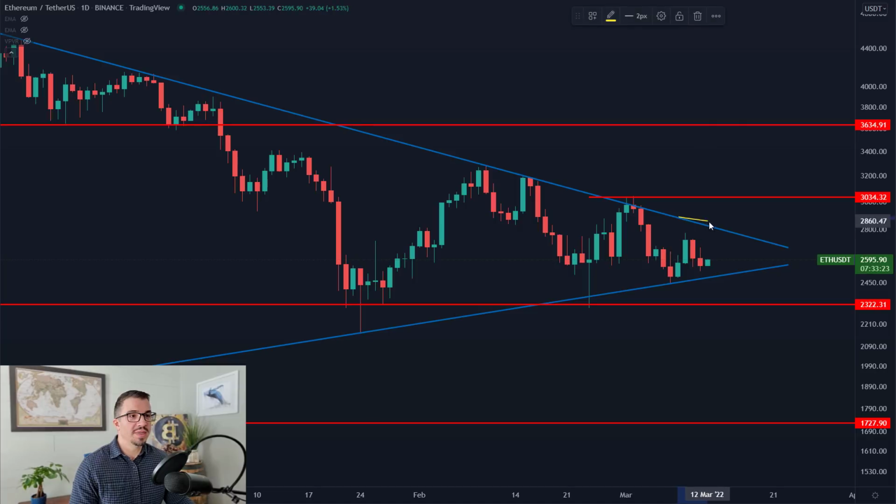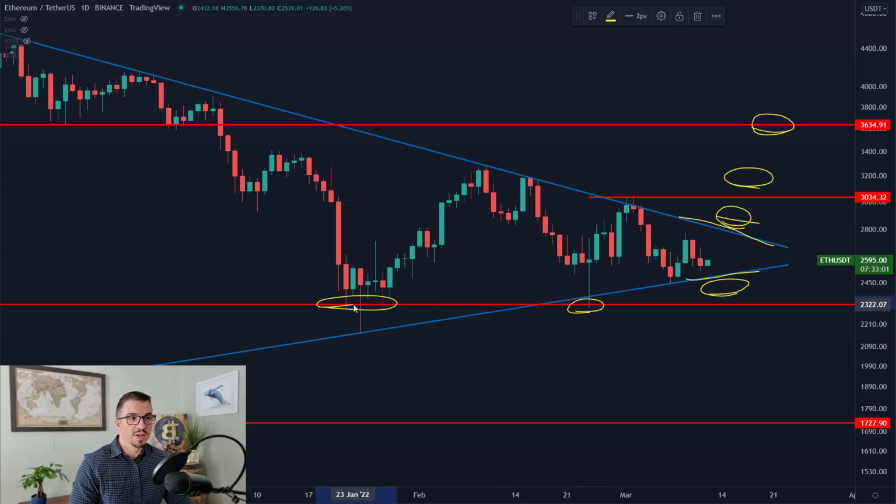So if we see Ethereum close above this area up around $2,800, then I would buy a little here, on a daily close above this area, and then buy the rest on a daily close above 3,000 for that move up toward 3,600. Same thing if we get a break lower. If we see a daily close below 2,500, I would sell a little bit here, short a little bit here, and then also on a daily close below 2,300, short a little bit more here for that move down toward $1,700.